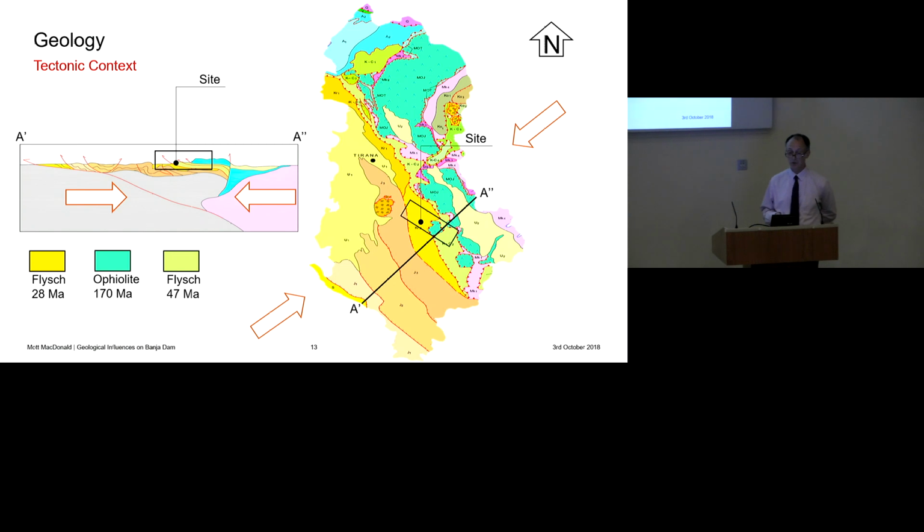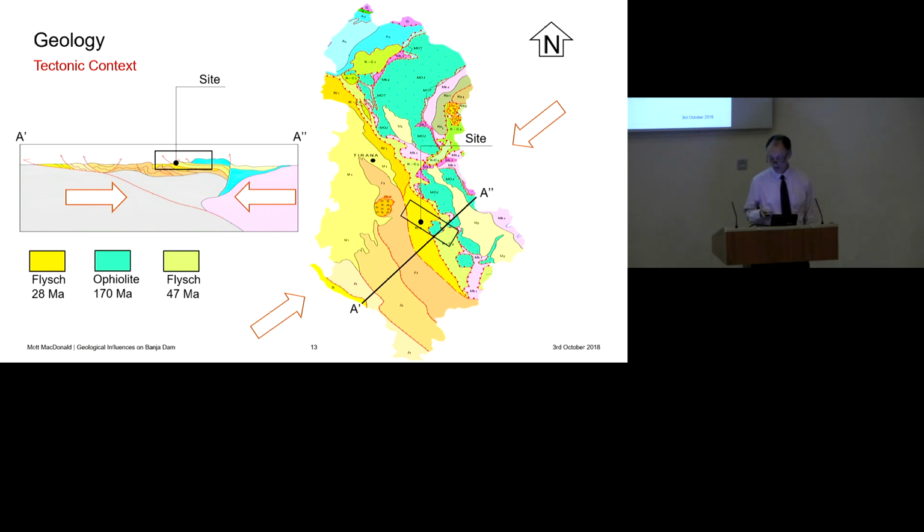Focusing in a little bit more on the geology, quite a complicated picture. That's a geological map of Albania. But you can see these compressive forces really creating quite a complicated system of thrust faults and superposition of older rocks on top of younger rocks. This one hasn't been changed, but the colours are right. So you've got older ophiolite on top of slightly older flysch on top of younger flysch. And it's the younger flysch that affects our site.